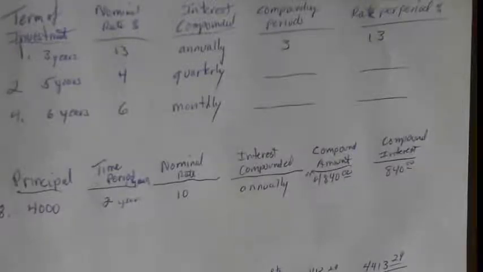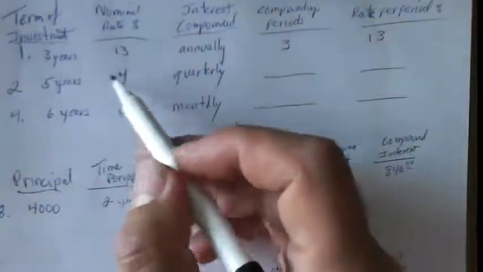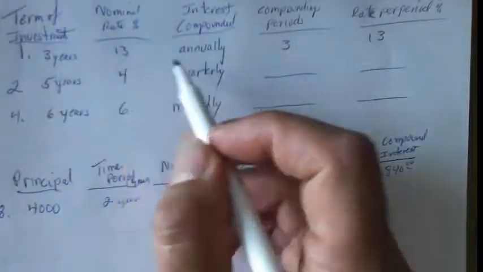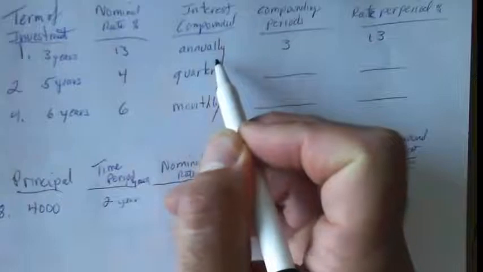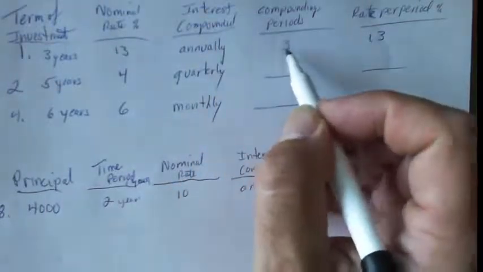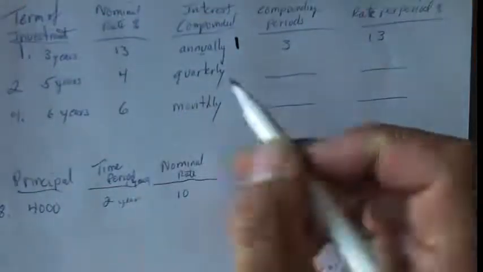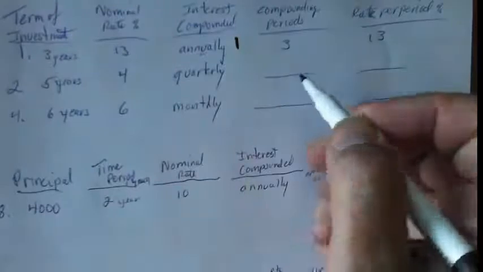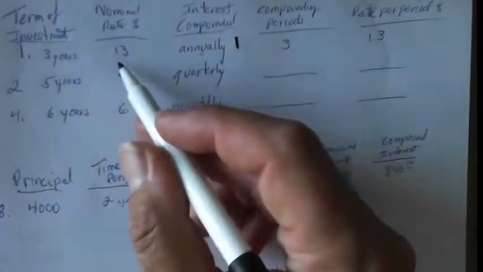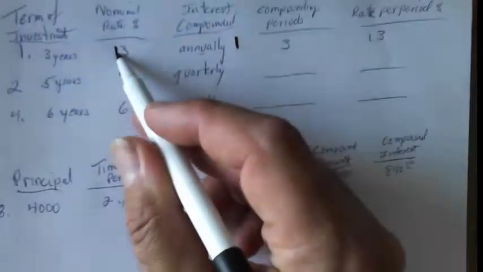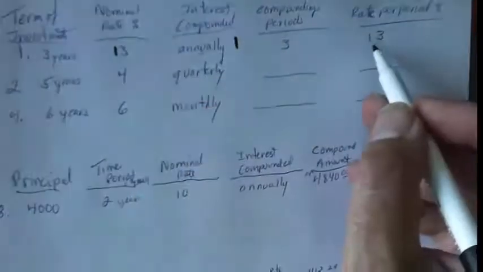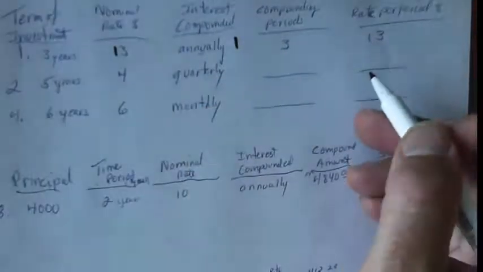So the first example is done for us. We have 3 years, the rate is 13%, and it's compounded annually. So there are 3 periods, because annually means that there is 1 a year, and there are 3 years. So you take 1 times 3, that's how they got the 3. And the rate per period, since there's just 1 period, is 13%. So there wasn't anything too complicated there.